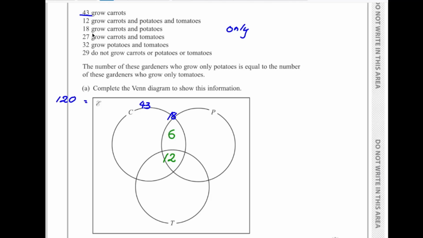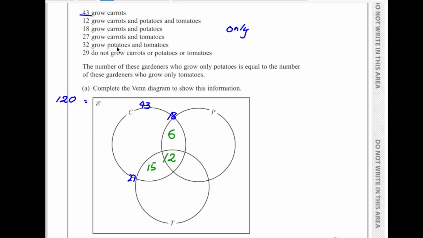Next one, 27 grew carrots and tomatoes. Same way, we can't straight away go to carrot and tomatoes and write it here. We need to subtract 12 from 27 because this 27 represents the whole intersection. In this intersection, 12 is embedded, therefore 27 minus 12, which is 15 here. This part represents only carrot and tomatoes. This part everything. This part only carrot and tomatoes. This part only carrot and potatoes.